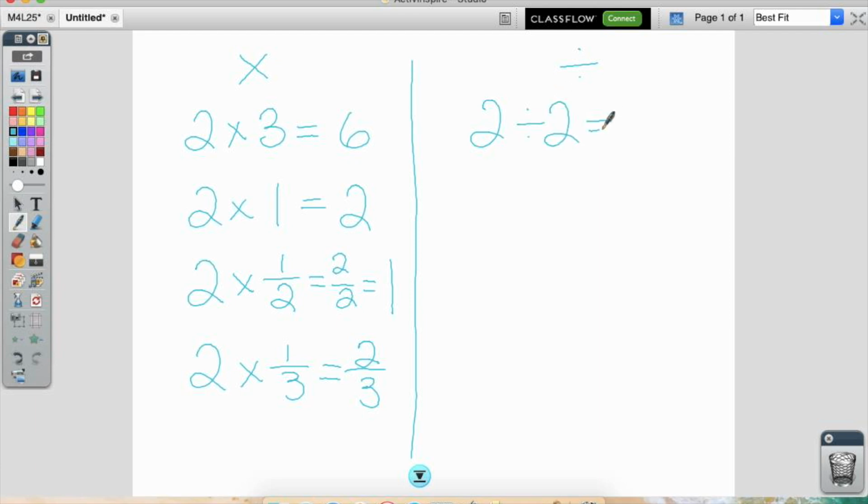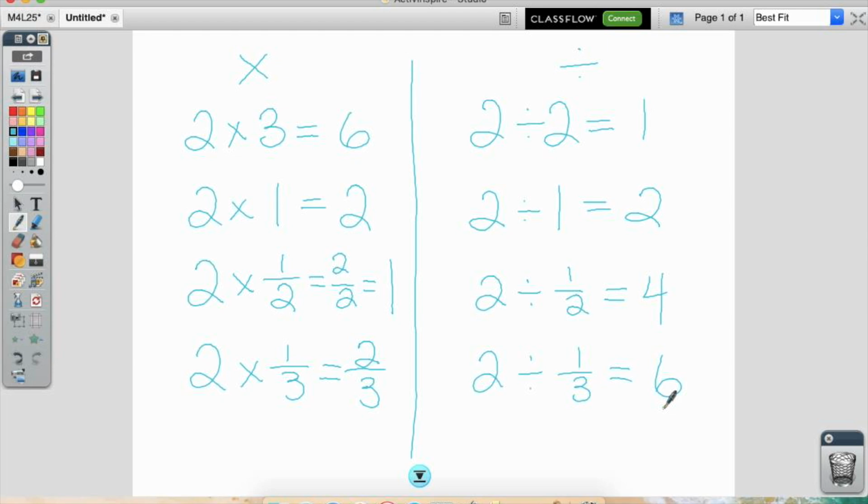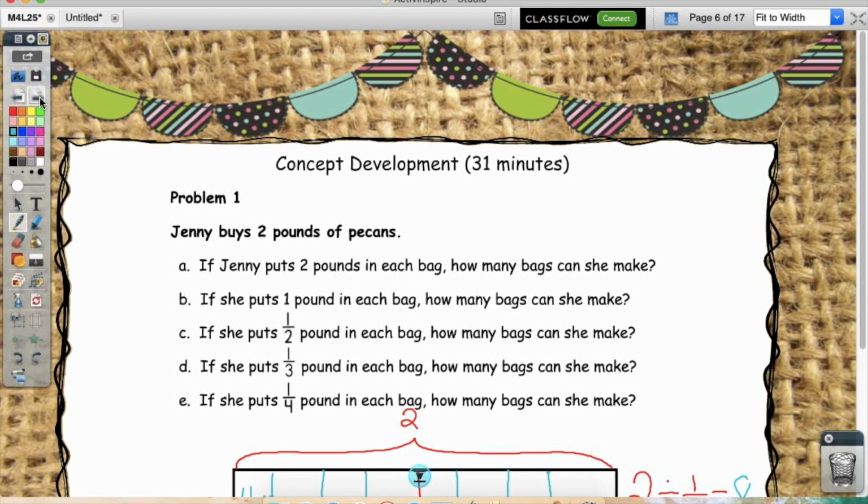So I'm going to start with this. 2 divided by 2 equals what? 1. 2 divided by 1 equals 2. 2 divided by 1/2 equals 4. Okay? 2 divided by 1/3 equals, okay, so it's the opposite. Now, there's a way to remember this. You can remember that you multiply the 2 times the denominator, but there's another way to remember it. It's a little trick, and I'll teach that to you tomorrow. Okay? Let's go ahead and look at problem 2. We might not get it finished, but we'll get it started.